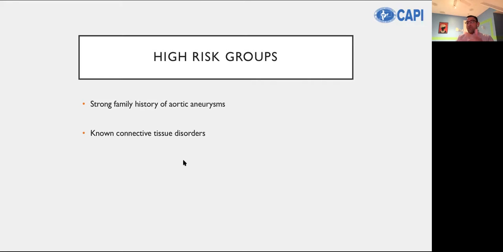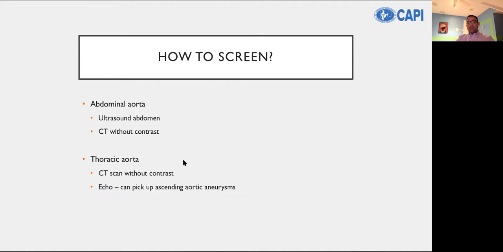I don't know if Dr. Bonde would agree with that or not, but we all use somewhat similar guidelines. I've heard from most people using it. If somebody has a known connective tissue disorder, we should have a high index of suspicion, and we should screen these patients.